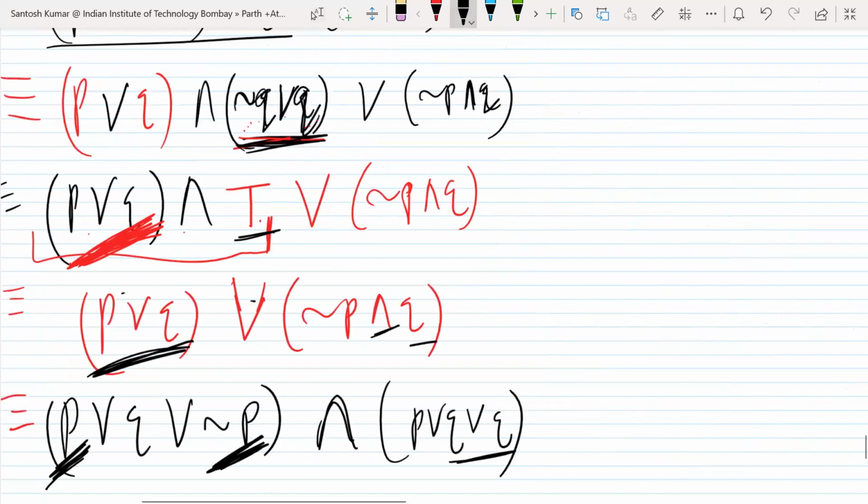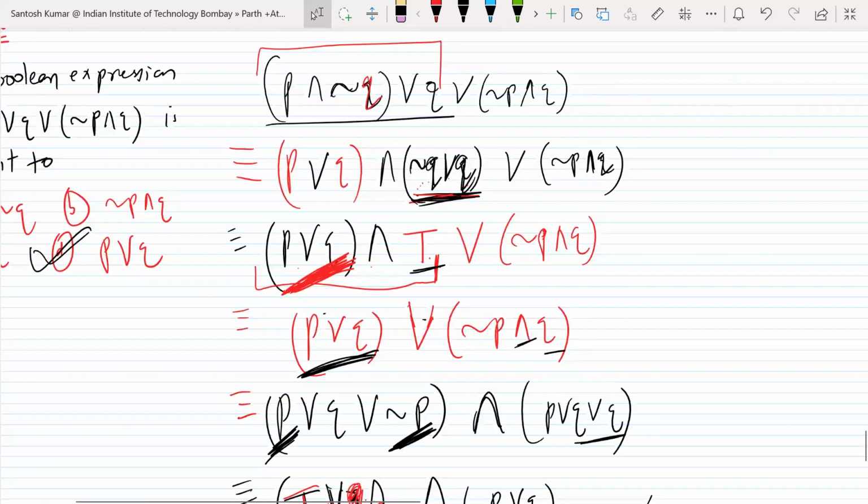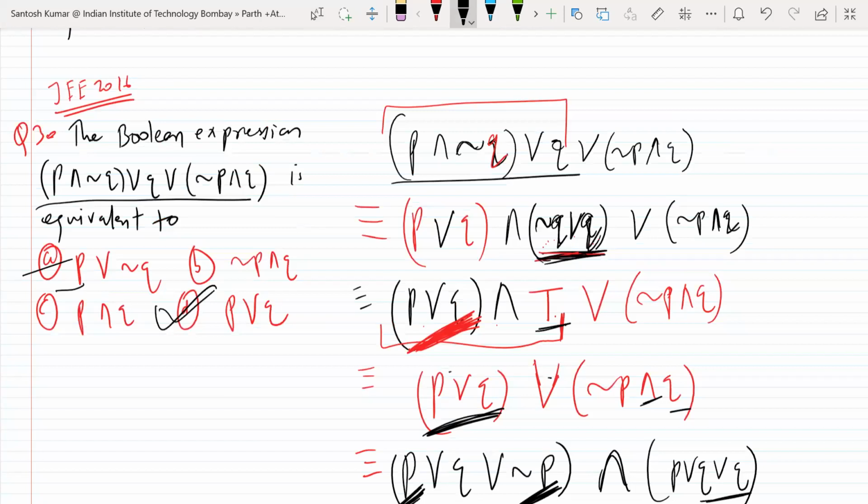So you have to make the truth table for the 5 statements, this A, B, C, D. Then you will see which one matches this given expression. So you can do it using a truth table also. You have to match the truth values of the given expression with the 4 options, and it will match with only one.